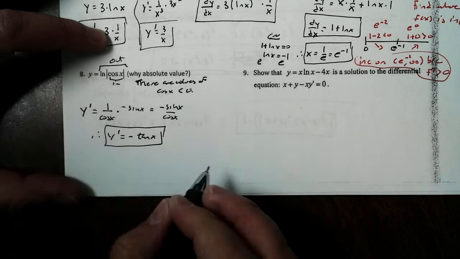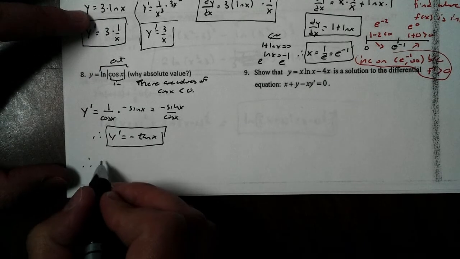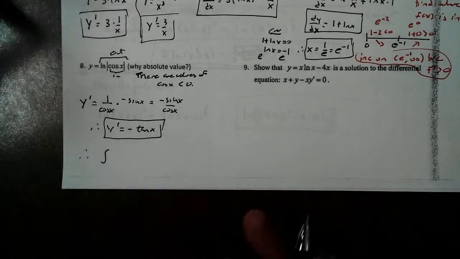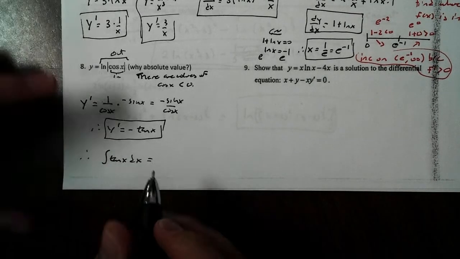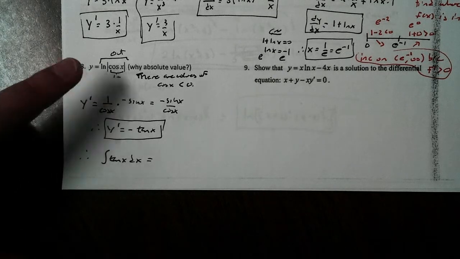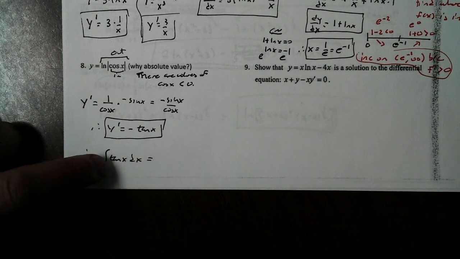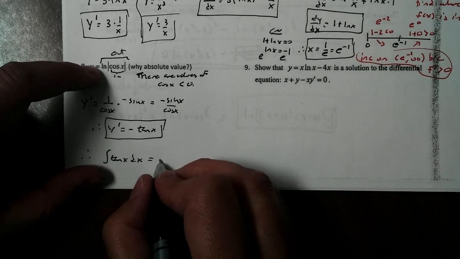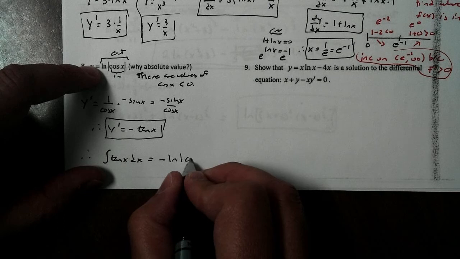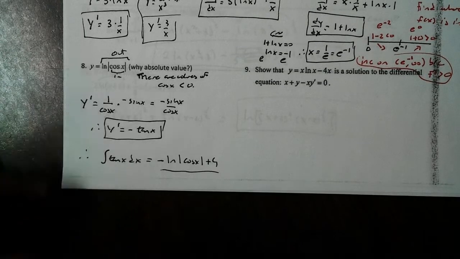Now, this is kind of an interesting one because this leads to our first antiderivative. What would be the antiderivative of tangent of x? Well, it's just the opposite. So if the derivative of natural log of cosine is negative tangent, then the antiderivative of tangent should be the negative natural log of the cosine of x plus c1. Don't forget the constant. Okay?